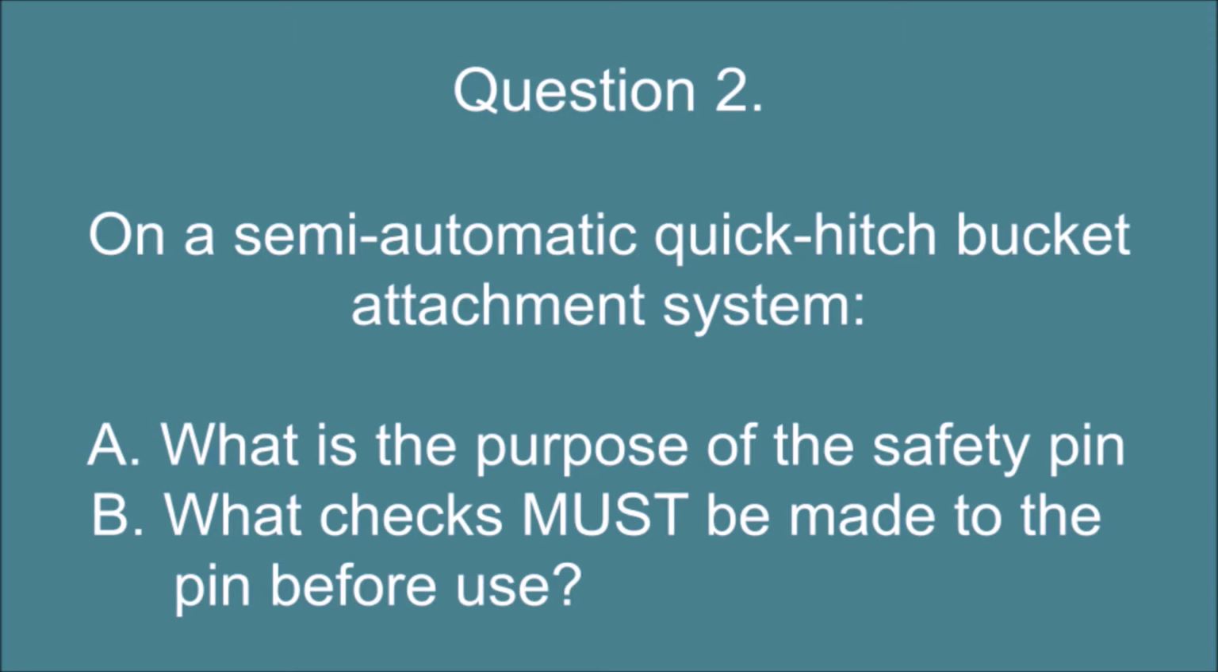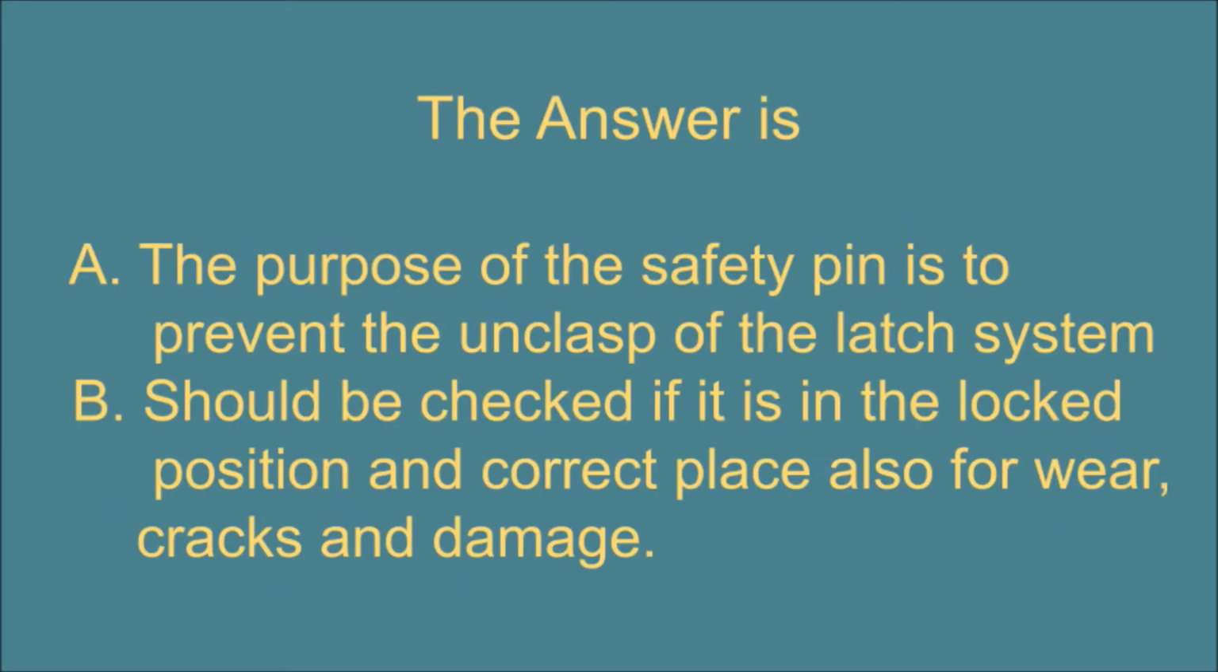Question 2. On a semi-automatic quick hitch bucket attaching system. A. What is the purpose of the safety pin? And B. What checks must be made to the pin before use? The answer is A. The purpose of the safety pin is to prevent the unclasp of the latch system. B. Should be checked if it is in the locked position and correct place, also for wear, cracks and damage.